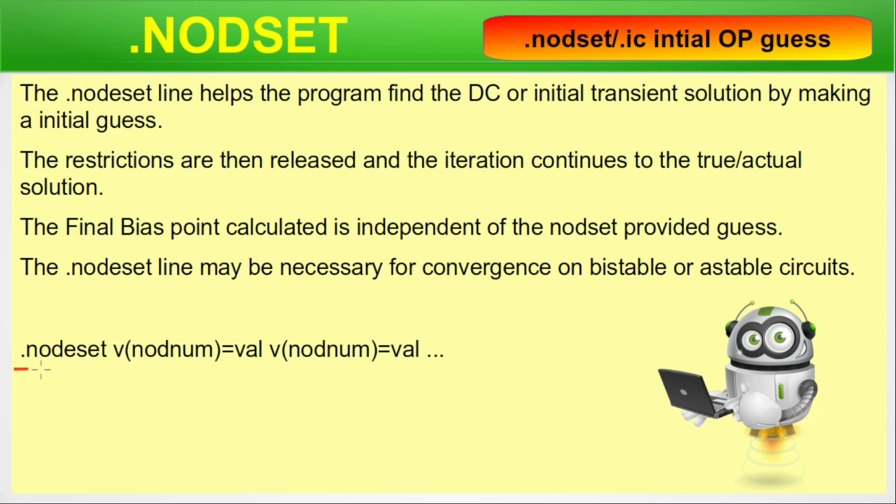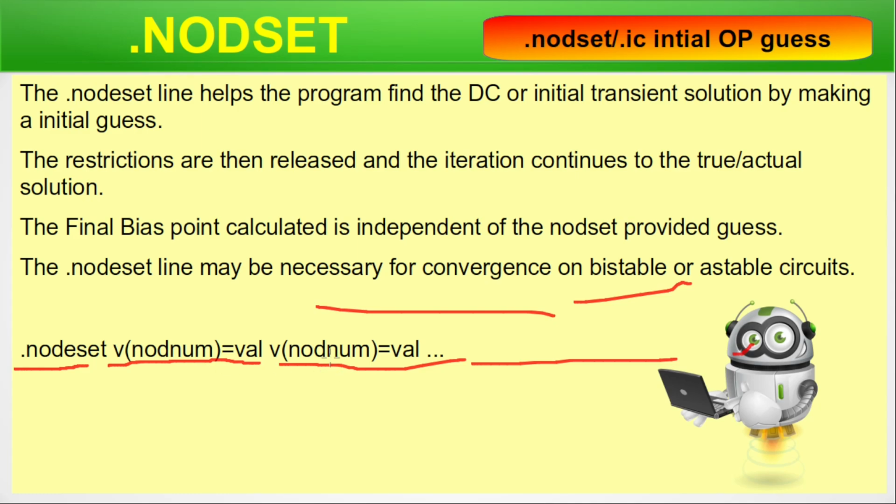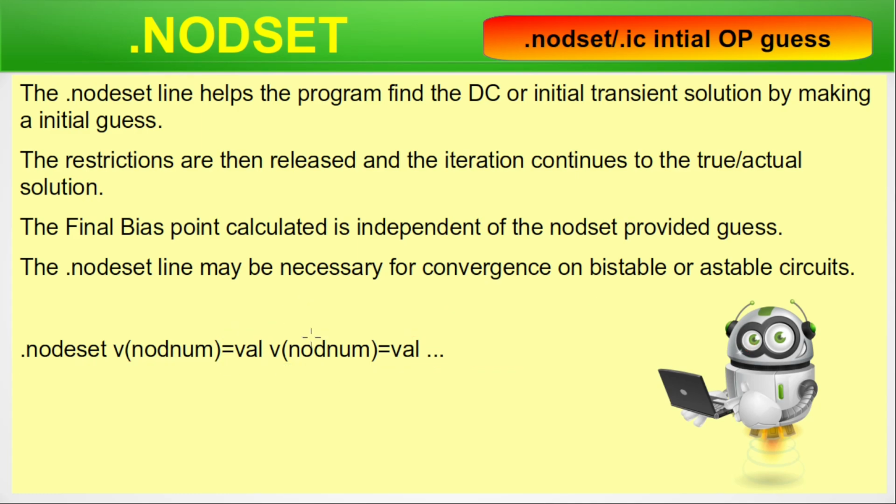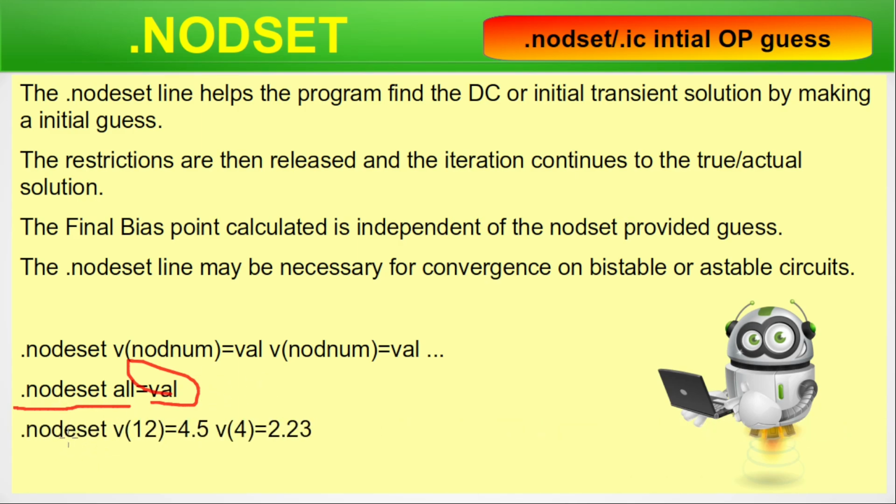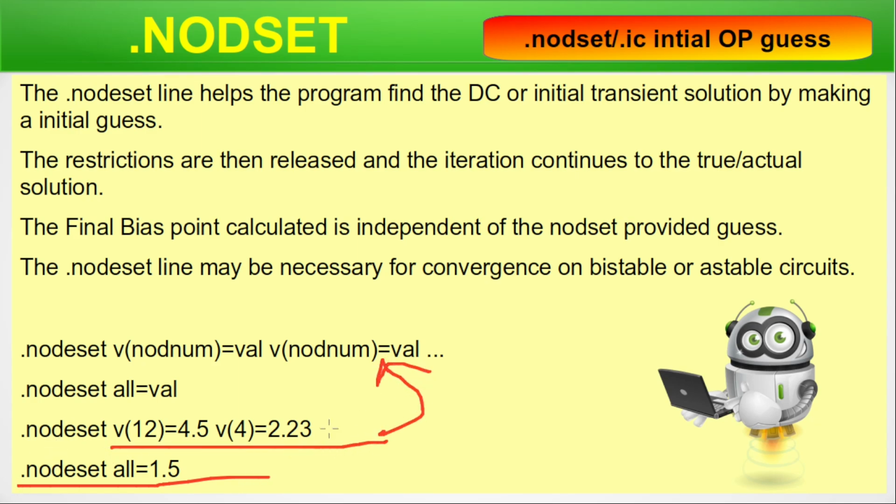Here are some examples. How do we use NODSET? V, then node number, then value, then again V, node number, then value. It can continue. It can have multiple nodes and their values we can set initially in this way. And NODSET all can be there, and all could have the same value. It's a global setting, right? Then we give an explicit example here. NODSET V at the 12th node is 4.5 and V4, that is a node defined in the SPICE deck, we set 2.23, and NODSET all equal to 1.5. These examples correspond to this kind of declaration, and this example is for this kind of declaration.